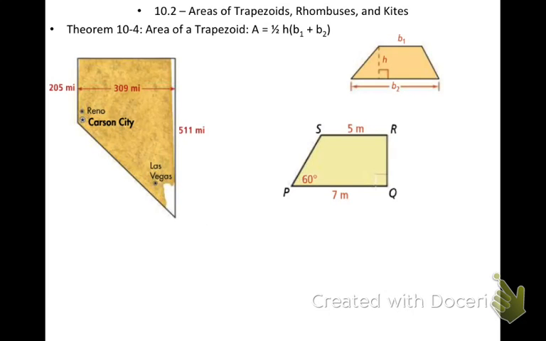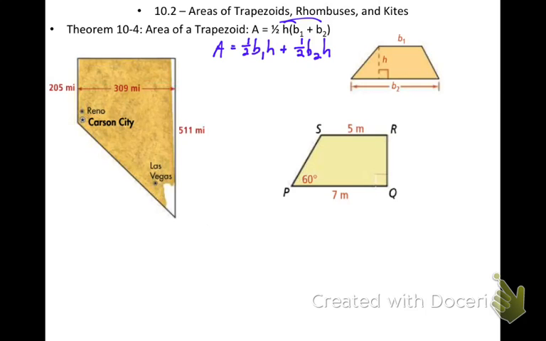Okay, today we're going to be finding the areas of trapezoids, rhombuses, and kites. Again, our formula here is going to be area equals 1/2 the height times the base, one of the bases plus the other. So I'm going to combine together the bases and then multiply it by the height times 1/2. The way we get this is, if I were to distribute this to both these terms, I would get the area is equal to 1/2 base 1 times height plus 1/2 base 2 times height.